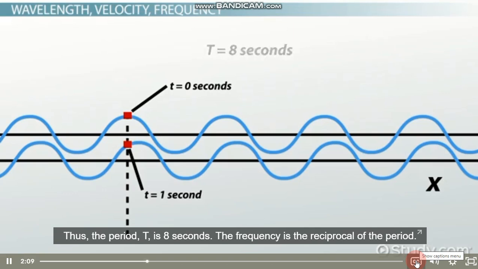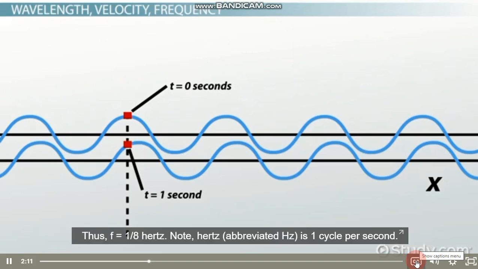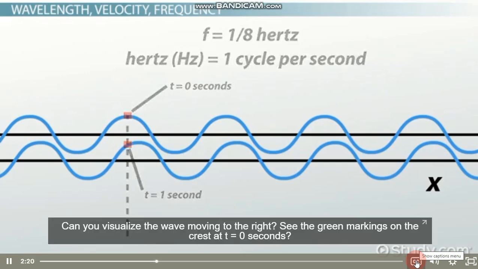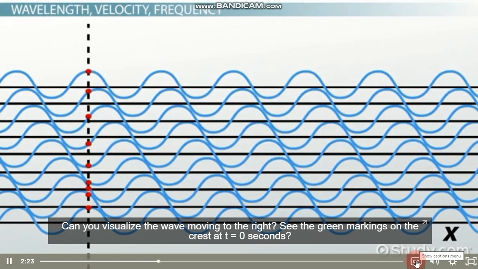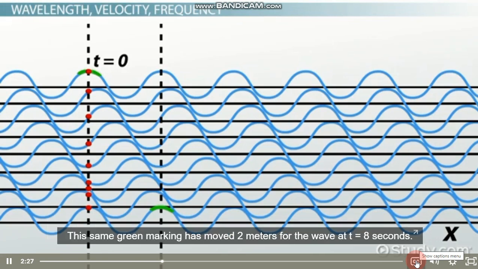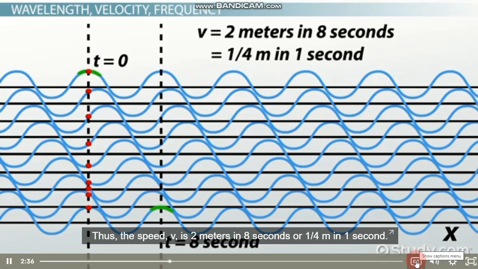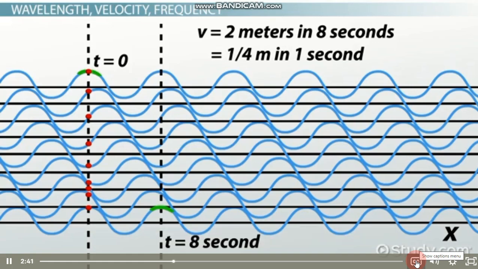The frequency is the reciprocal of the period. Thus, f equals 1/8 hertz. Note, hertz, abbreviated Hz, is 1 cycle per second. Can you visualize the wave moving to the right? See the green markings on the crest at t equals 0 seconds? This same green marking has moved 2 meters for the wave at t equals 8 seconds. Thus, the speed, v, is 2 meters in 8 seconds, or 1/4 of a meter in 1 second.